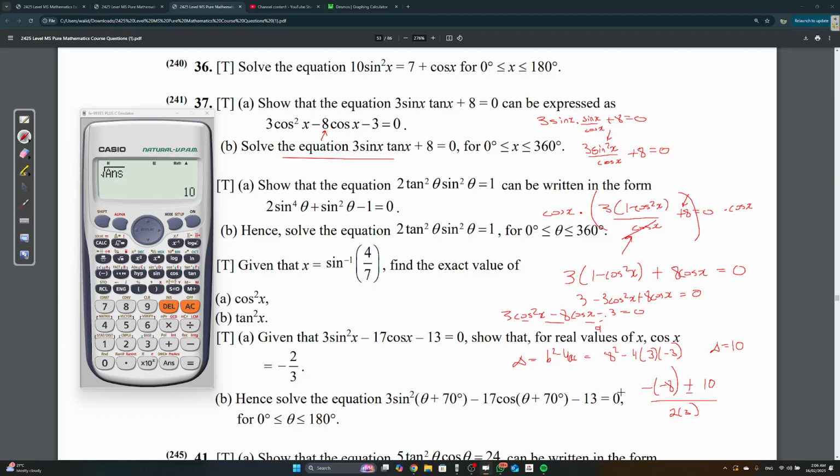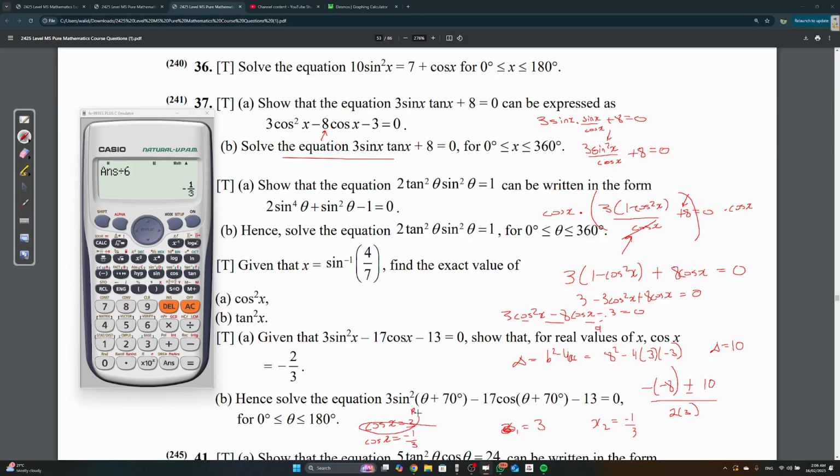So you're going to get the first solution, 18 over 6, which is 3, and the other solution is negative 1 over 3, so 8 minus 10 divided by 6. Okay, so that means we get two solutions. Cosine x is equal to 3, cosine x is equal to minus 1 over 3.